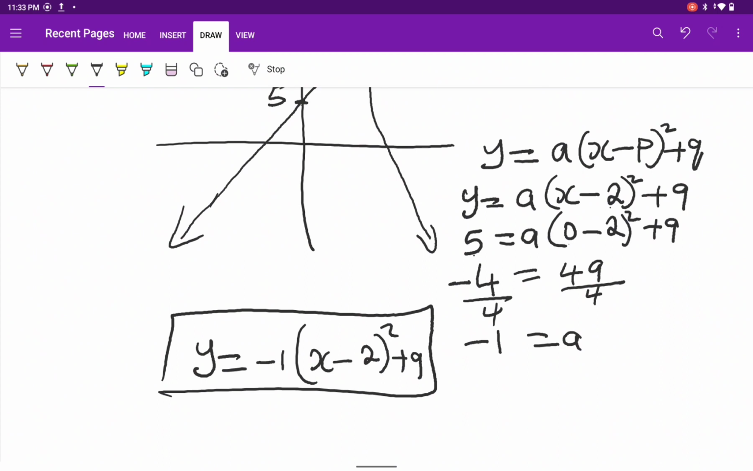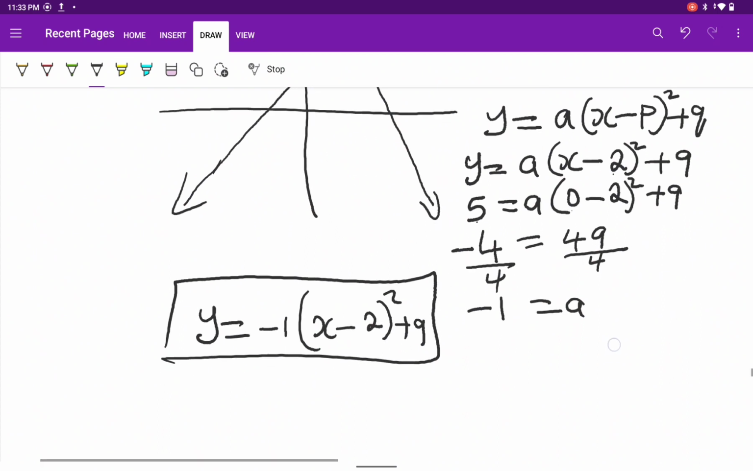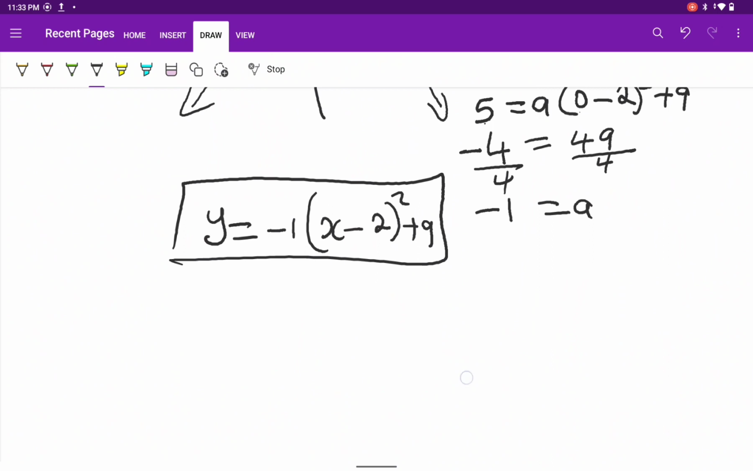There may be other conditions that we are given, but these ones are the basic conditions. As those conditions come, we will deal with them as they come. I'm just giving the basic conditions that we must know in order to calculate the equation of a parabola.